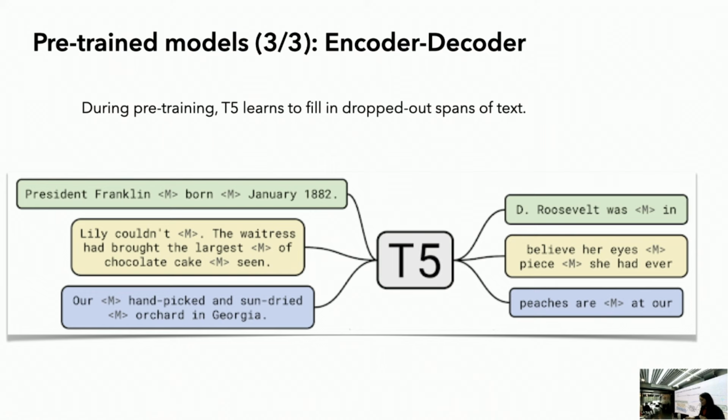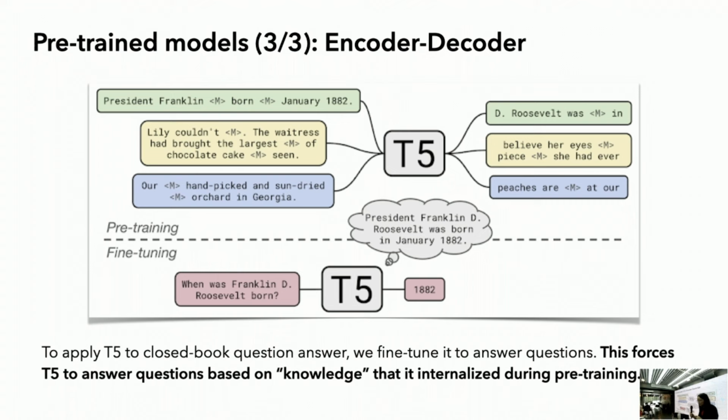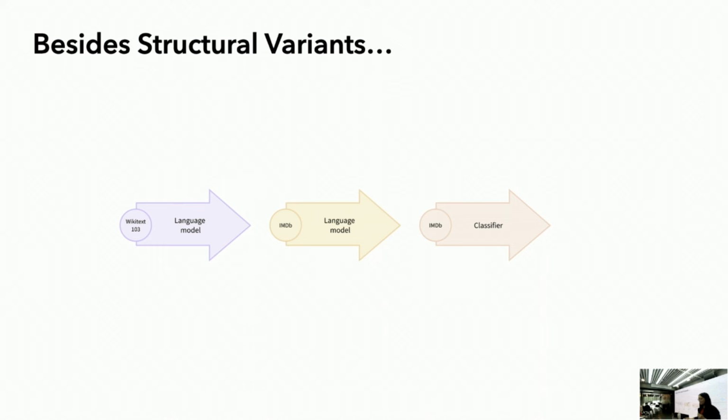During the fine-tuning process, you just need to give T5 specific questions and it will give you the specific output. This architecture forces T5 to answer questions based on knowledge that it internalized during pre-training. Those are three different types of pre-training paradigms. I hope you remember that some of them are great for generation, some of them are great for language understanding, and then encoder-decoder allows for both.